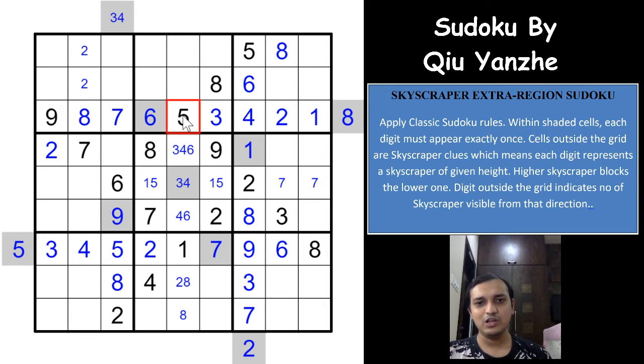1, 2, 4, 5, 6, 7, 8, 9. 8 buildings are seen. Great. Excellent Sudoku, guys. And because of the 7 and 7 here, you already have a 7 here. And these 3 cells will have to be 1, 6 and 9 in any order. So 9 is already here. You have a 1, 6, and 9, and 1, 6 and 9.